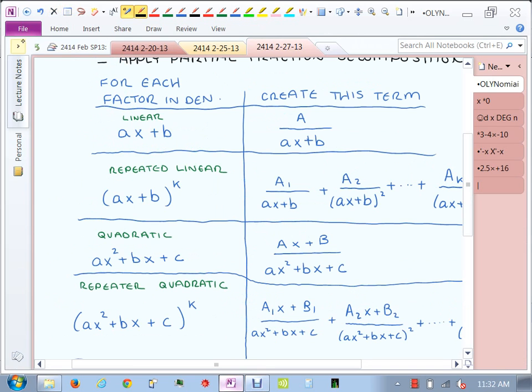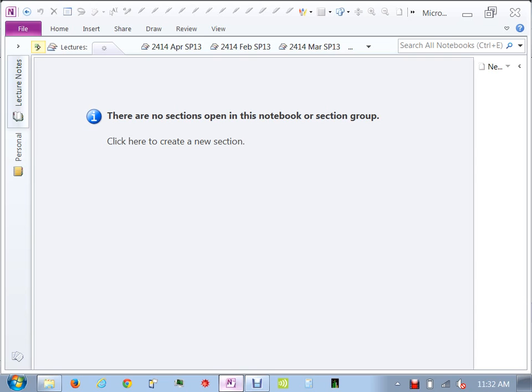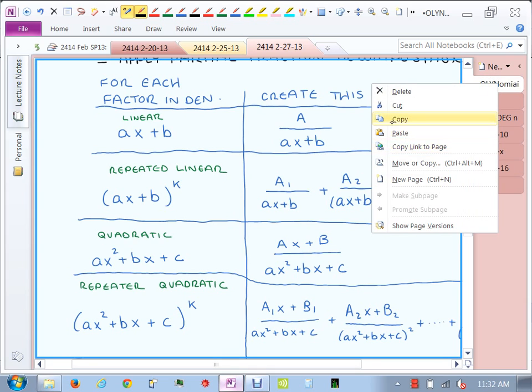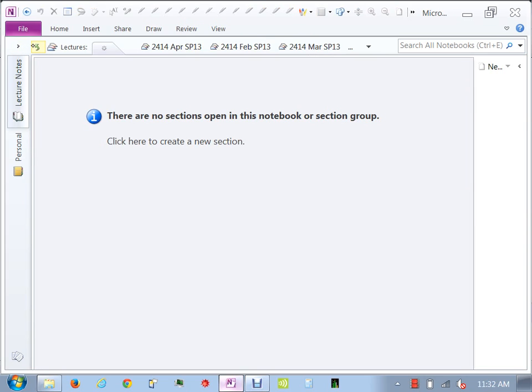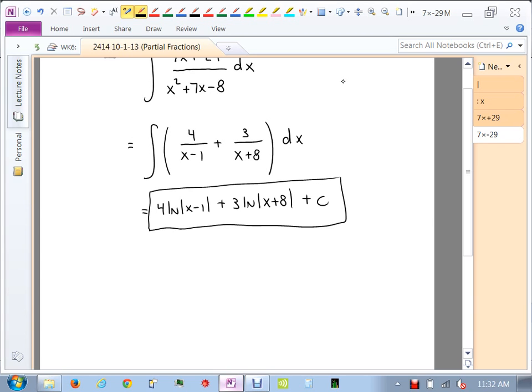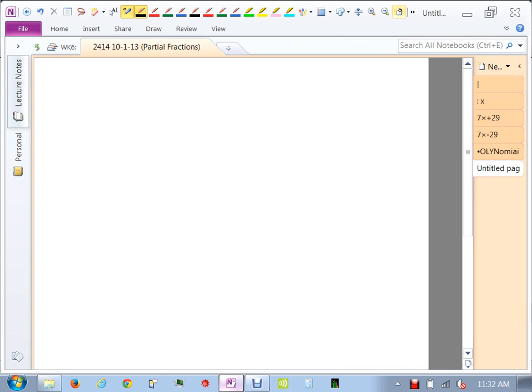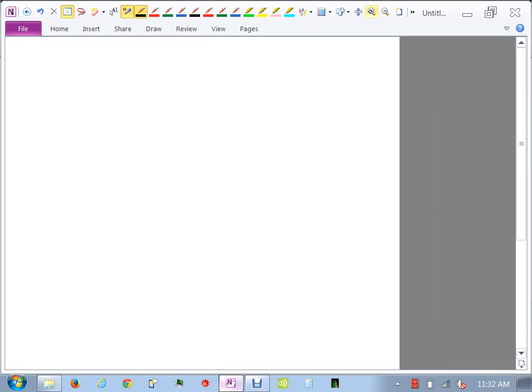Let me see here. You know what? I'm going to copy this page. I'll copy it so that this appears in your notes if you print these out. How do I paste? Hey, worked. Okay, here we go.